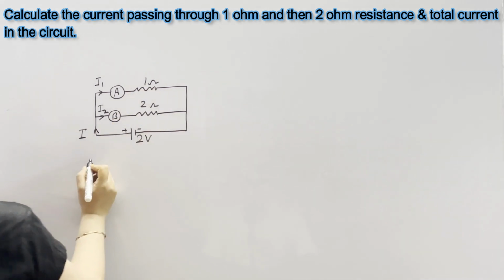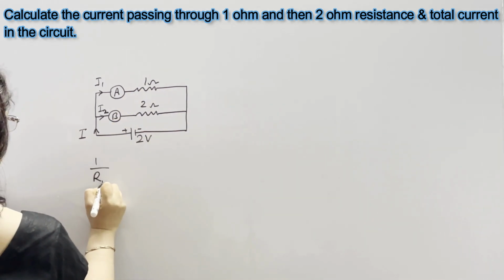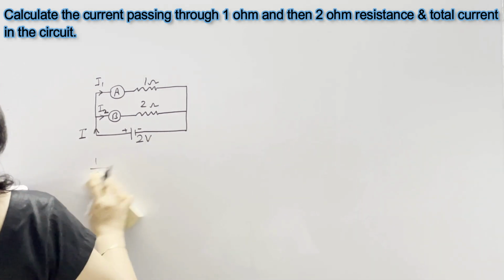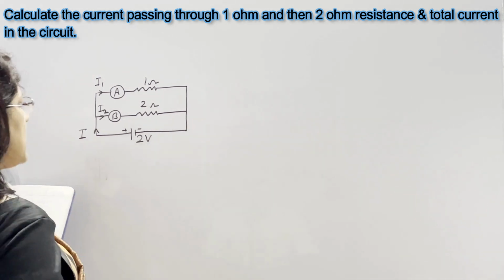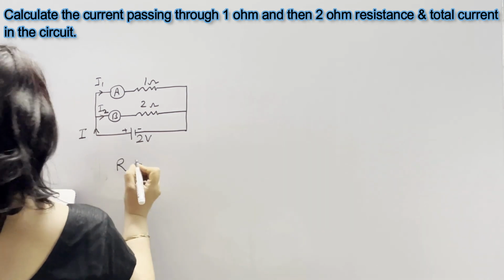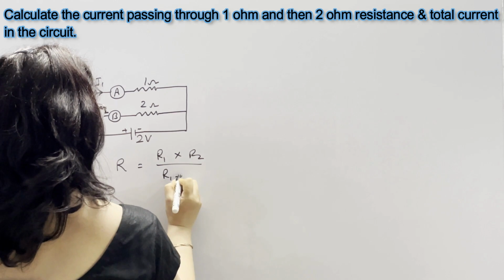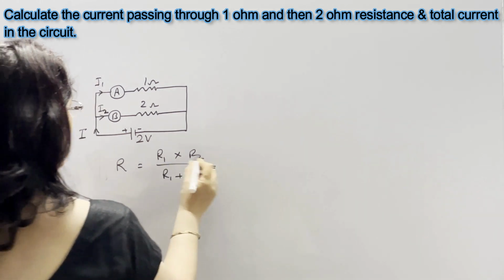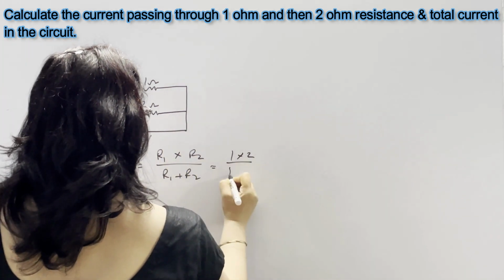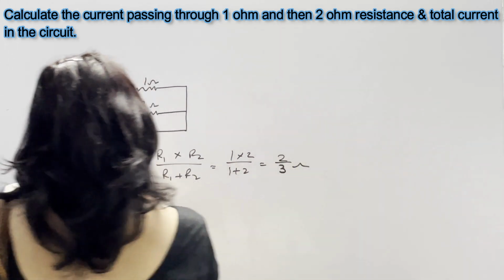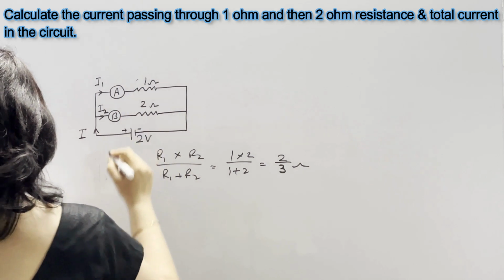Now for parallel combination, 1 upon Rp is equal to the sum of reciprocals, or we can calculate it with another method also. If we directly want to calculate the total resistance in parallel combination, then R1 multiplied by R2 upon R1 plus R2, we can directly calculate. So 1 into 2 upon 1 plus 2. It means 2 upon 3 ohm is the total resistance of this parallel combination.